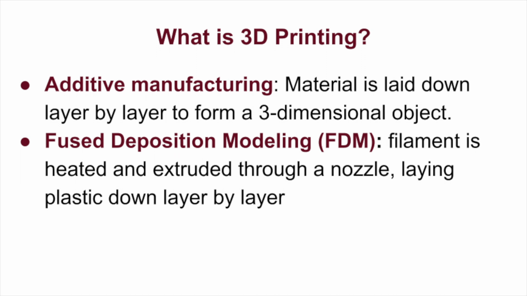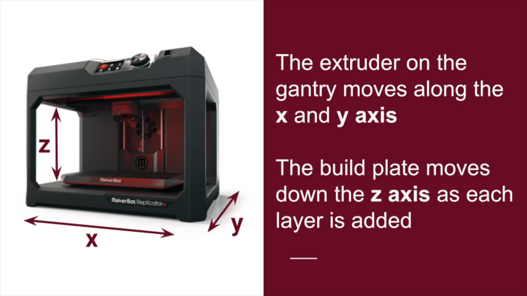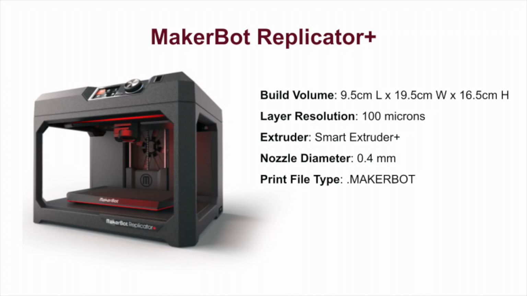FDM 3D printers use an extruder to melt plastic and lay it down onto a print platform. The extruder moves along the XY axis, and the build plate moves down the Z axis as each layer of the object is added. The library has a MakerBot Replicator Plus 3D printer. Our 3D printer prints MakerBot files. Instructions on how to prepare your design as a MakerBot file will be covered later in this video.